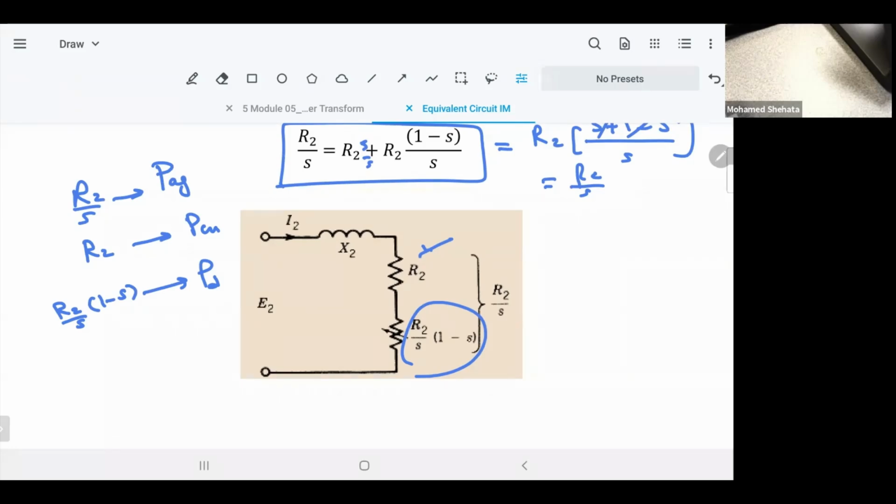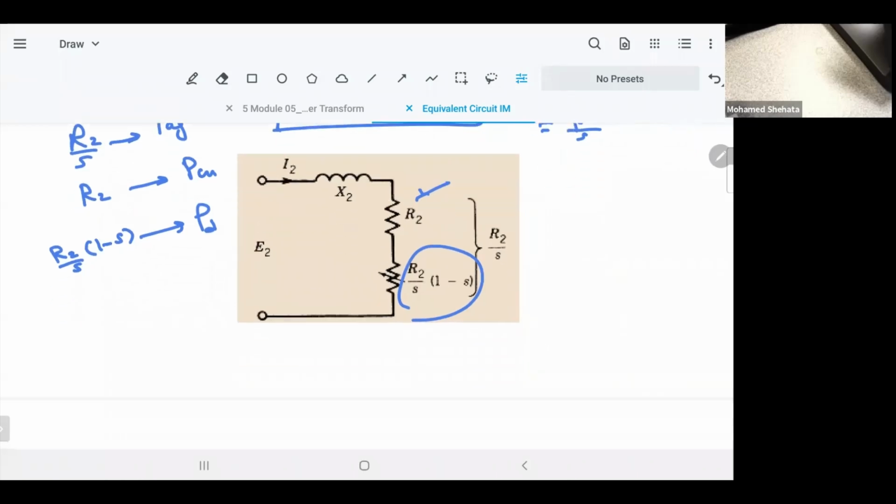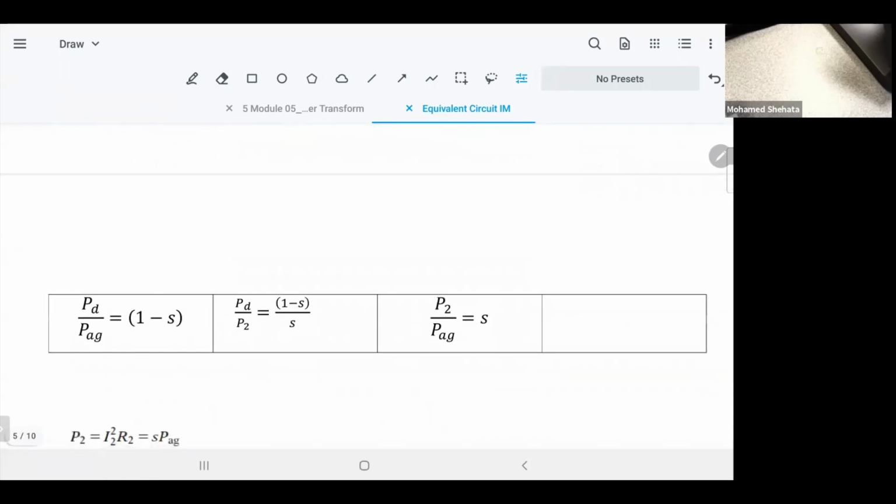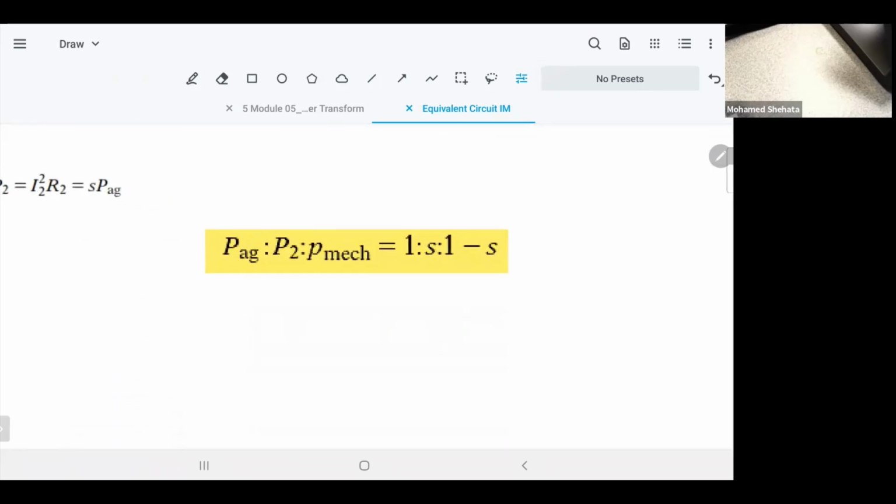Now, it's also important to know the ratio between each power. It will help you, so I summarized them here. The ratio between developed power and air gap power is 1 minus S. How did I get that? By using the resistance relationship, I just divide them because I2 is the same. Developed power with respect to P2, the copper loss, is (1 minus S) over S. And P2, the copper loss, with respect to the air gap power is S. If you just keep it with you, that will make life easy. The ratio between air gap power, copper loss in the rotor, and developed mechanical power is 1 to S to 1 minus S. I put it all in one line like that.